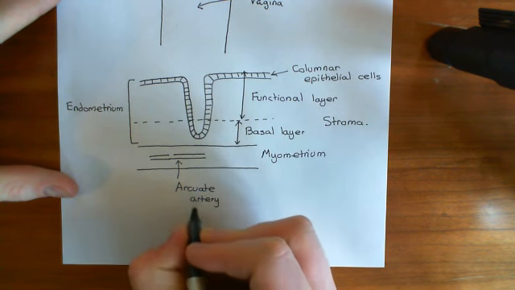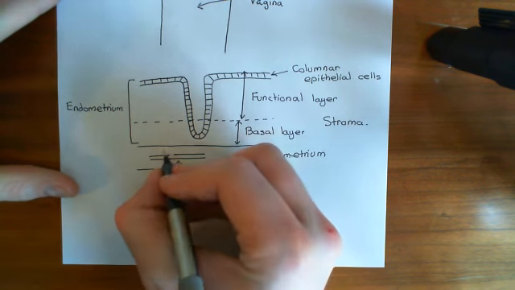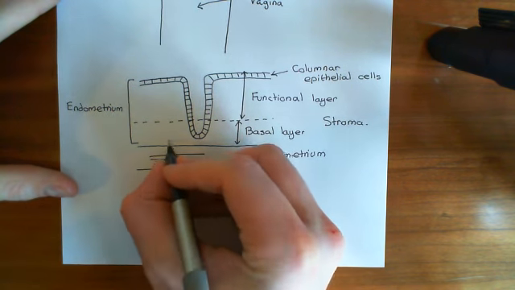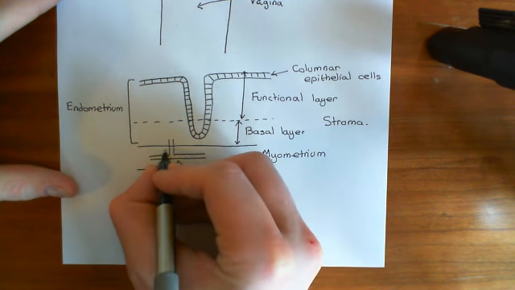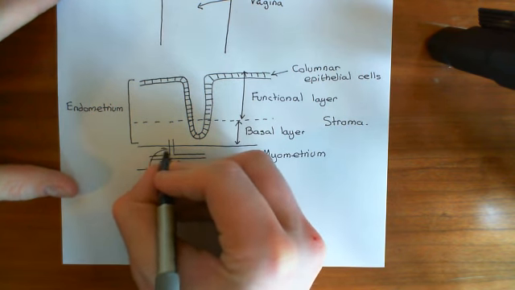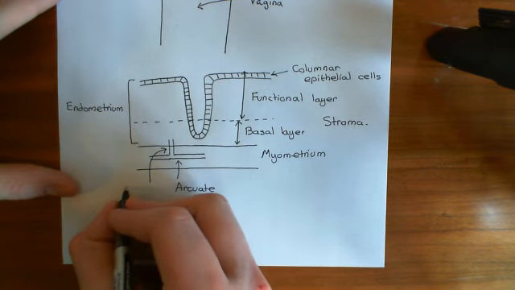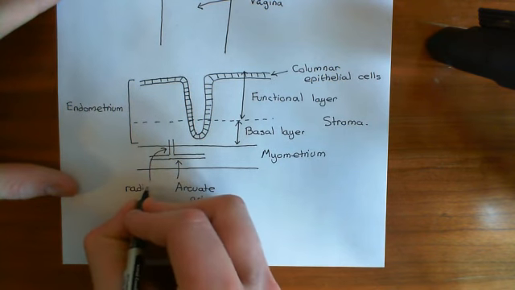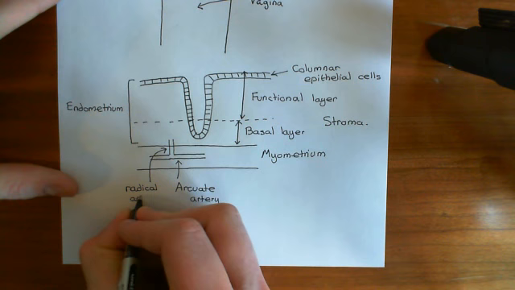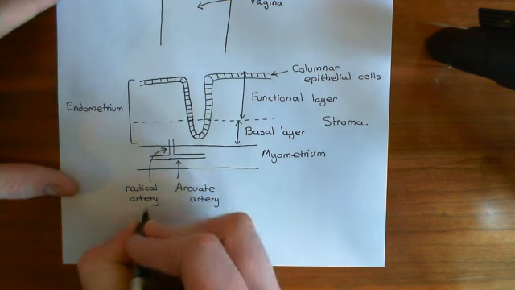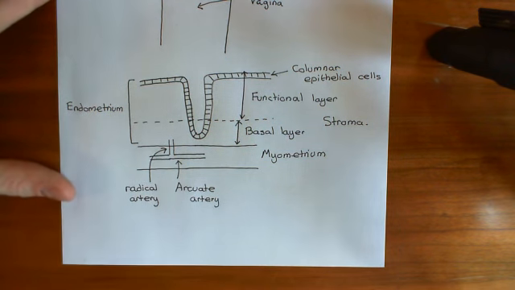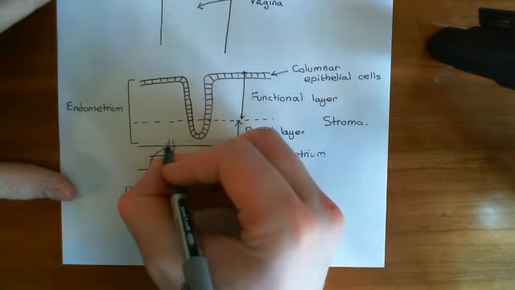Okay, and basically these arcuate arteries will then give off branches which will go up into the endometrium. Now the first branch that comes off an arcuate artery and moves upwards into the endometrium is known as a radial artery. Okay, so let me show this. So here's the radial artery. And then the radial artery will split into two different types of arteries.